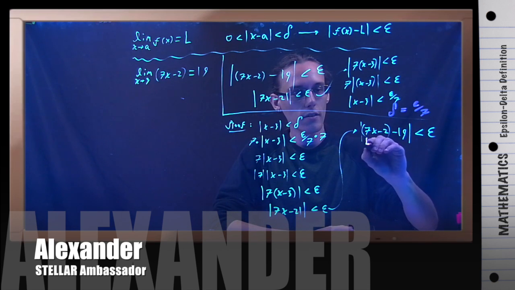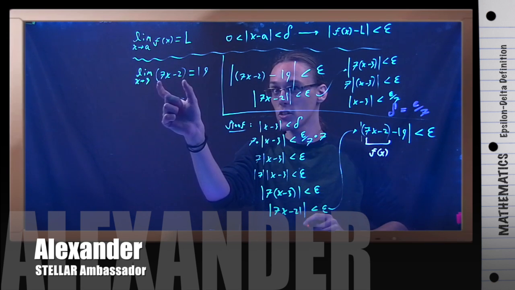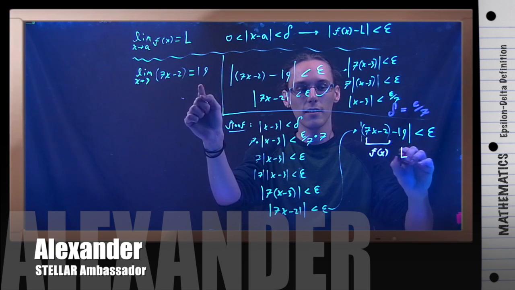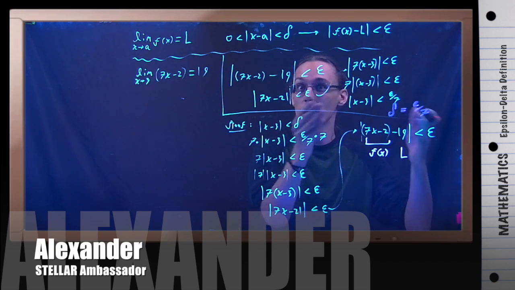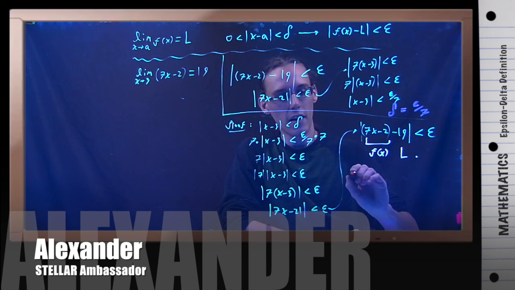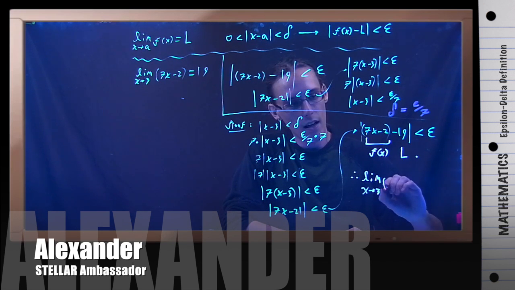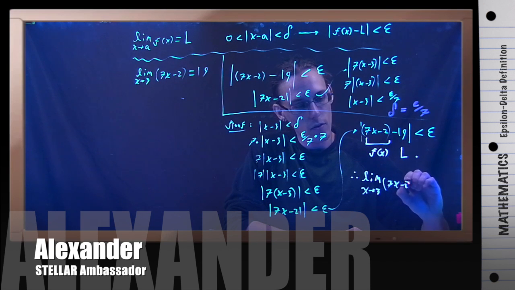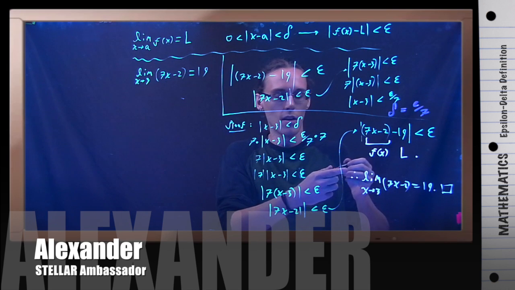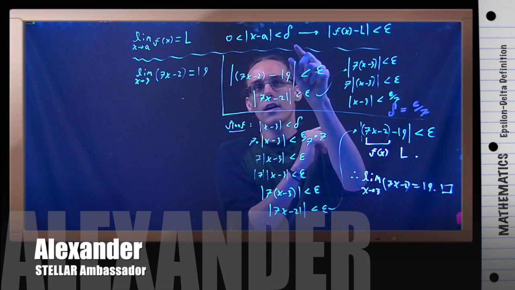We have our function, f of x, 7x minus 2, subtract the limiting value, 19. The absolute value of that, what's that less than? Epsilon. Therefore, the limit as x approaches 3 of 7x minus 2 is indeed equal to 19. Proof complete.